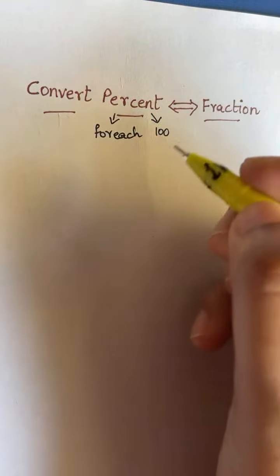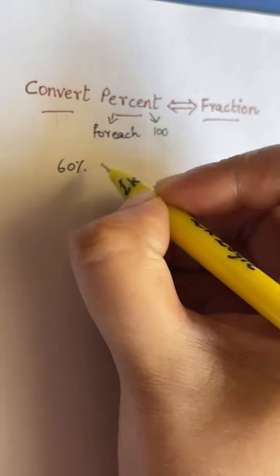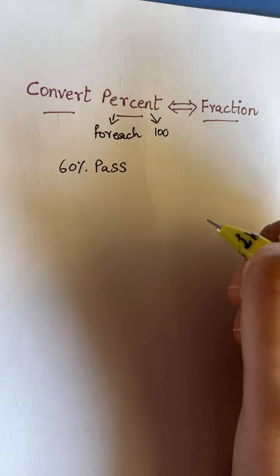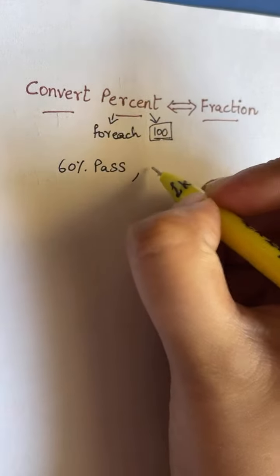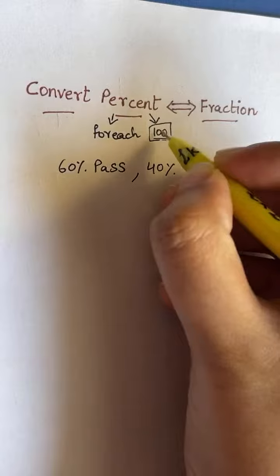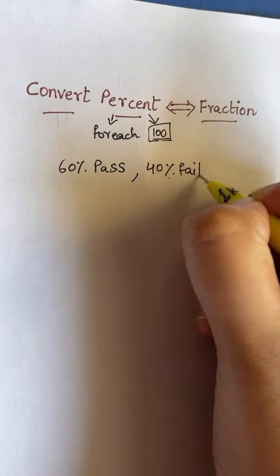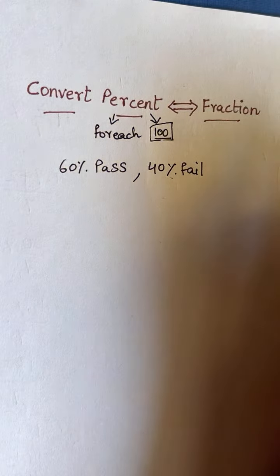That's percent. Okay, so suppose, for example, 60% of students passed the exam, so how many failed? We always take out of 100. That means 40% failed. 100 minus 60 will give you 40. 40% failed. So percentage is always out of 100. That we have to understand.